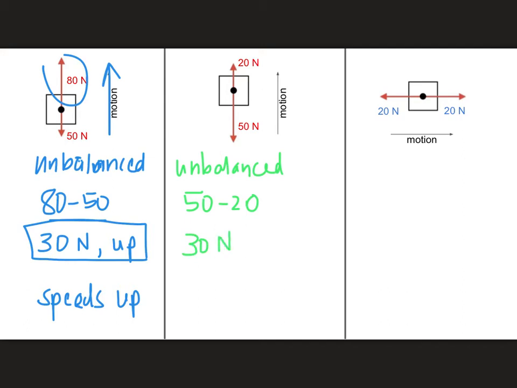But in this case, that extra 30 newtons is pointed down. There's more force down than up. And so we would say that the net force is 30 newtons down. Because that's in the opposite direction to the motion, this object is moving up, but it has this net force pointing down, that works against the motion, and so this object would begin to slow down.